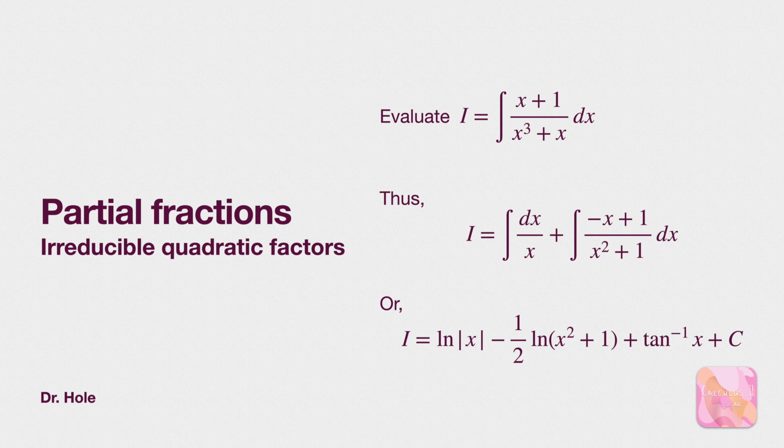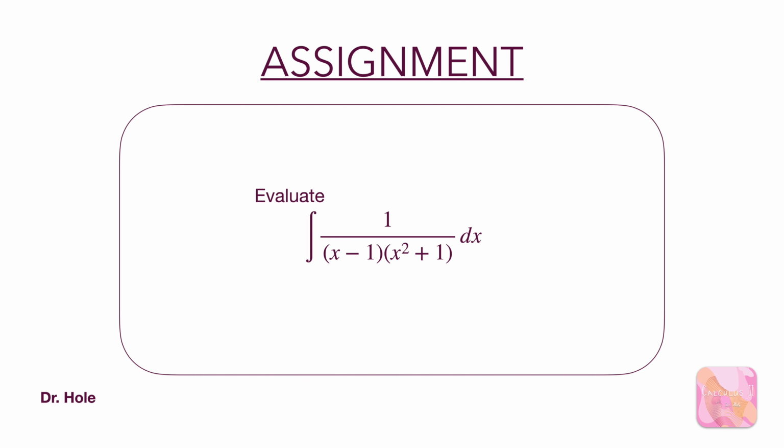Very good. Here's an example for you. And next we'll look at setting up the partial fraction decomposition. So here we are going to have x squared plus 1, which is an irreducible quadratic factor, in a repeated form.